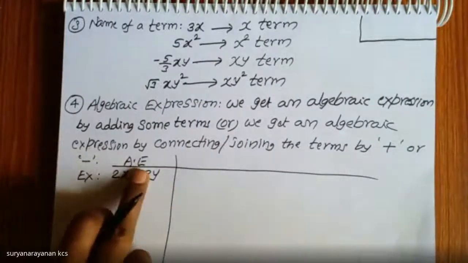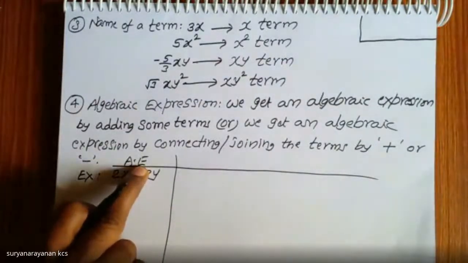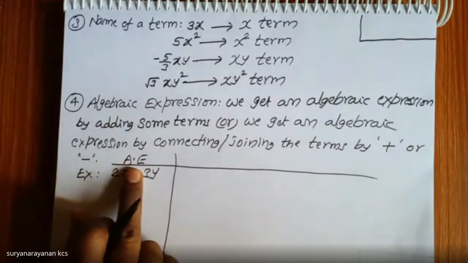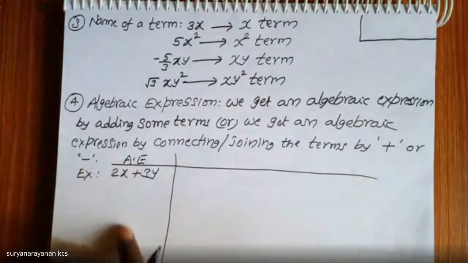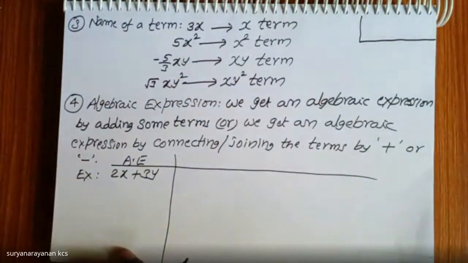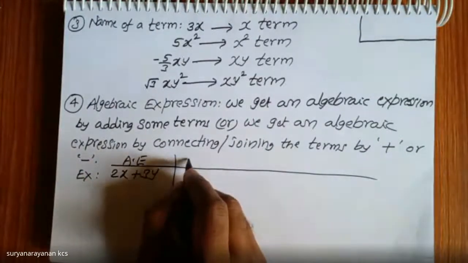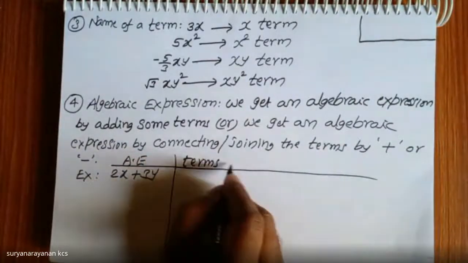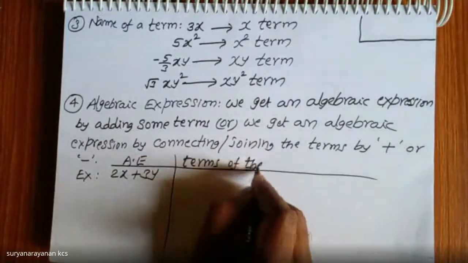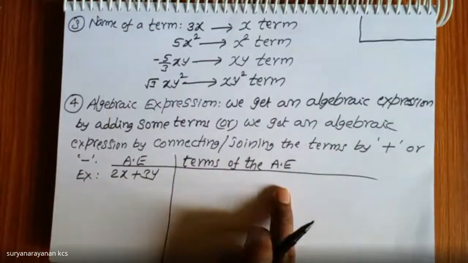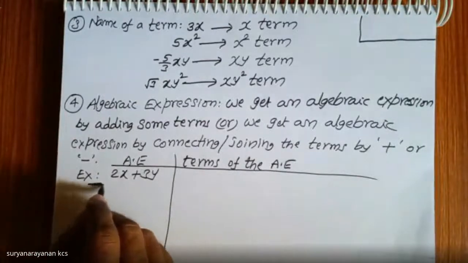Just I am writing here in a short form, A.E., which stands for algebraic expressions. In this column, I am writing algebraic expressions, and in this column, I am writing the terms of the algebraic expression.